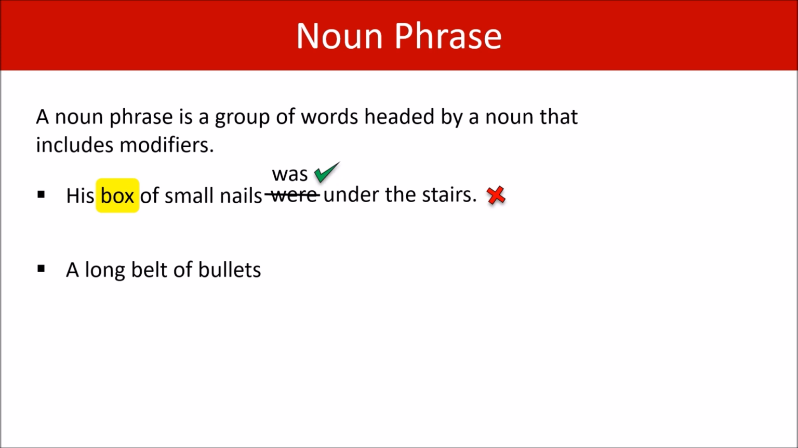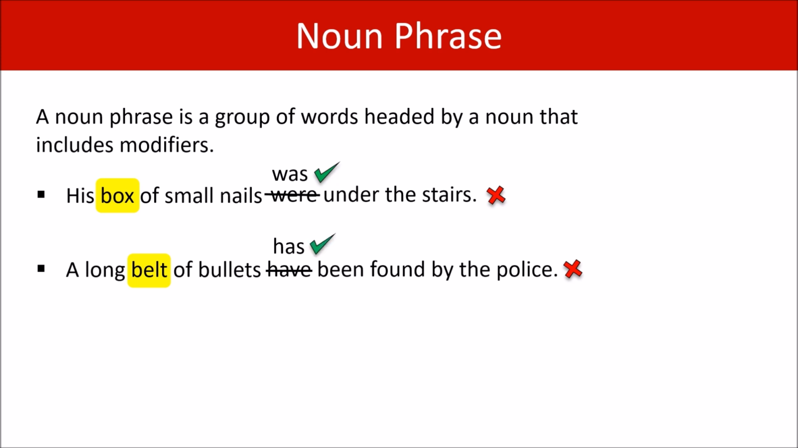Let's look at the next example. A long belt of bullets have been found by the police. This is also wrong. The head noun is belt. Belt is singular, so this should be has.